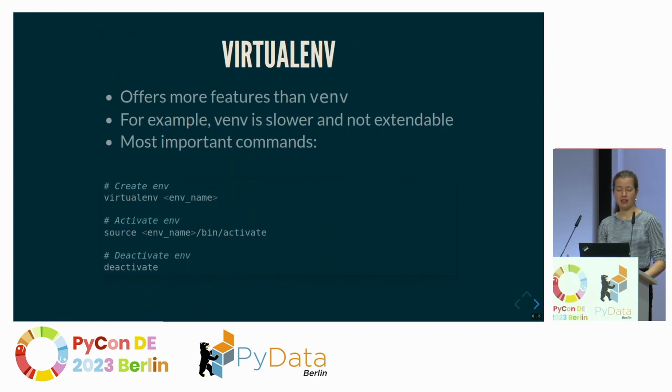But that's why we have virtualenv, which tries to improve venv. So it's extendable, it's faster, but it also has some other advantages over venv, but you have to install it. So it does not come with Python. And the most important commands are similar to venv. A bit simpler is creating a virtual environment, where you just call virtualenv with the environment name. But again, activating, deactivating is the same as before. Okay, so we have looked at two categories already, Python version management and environment management.